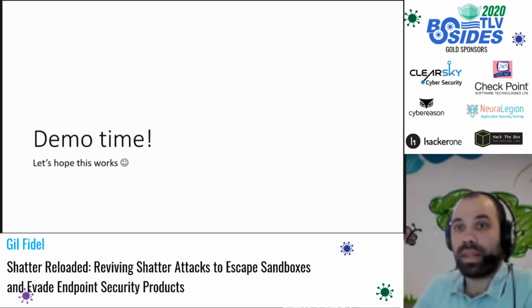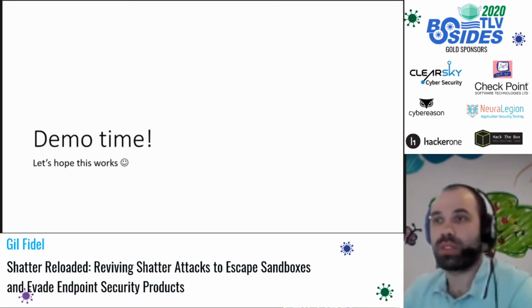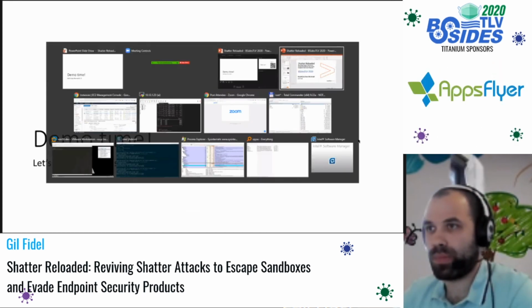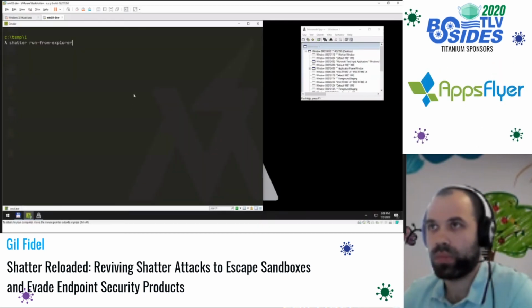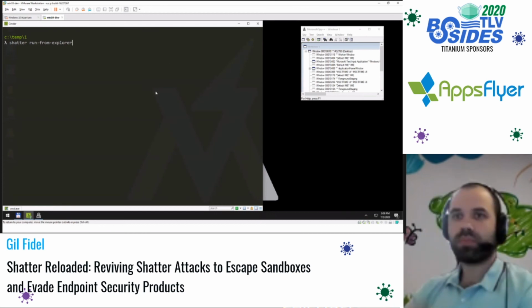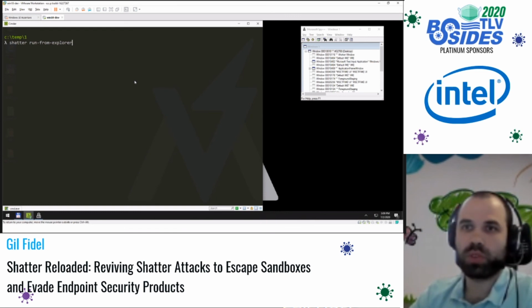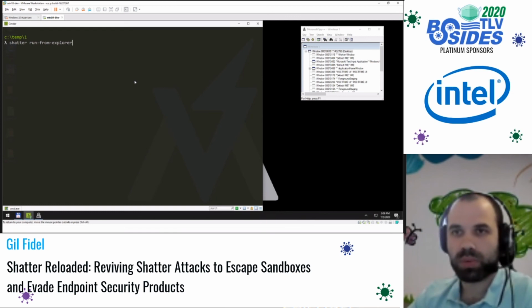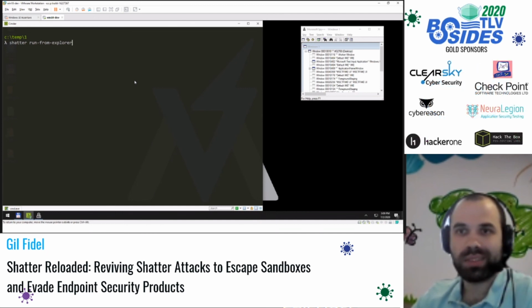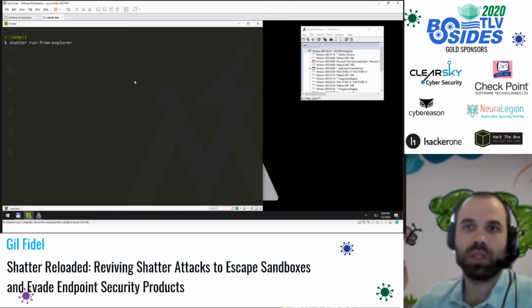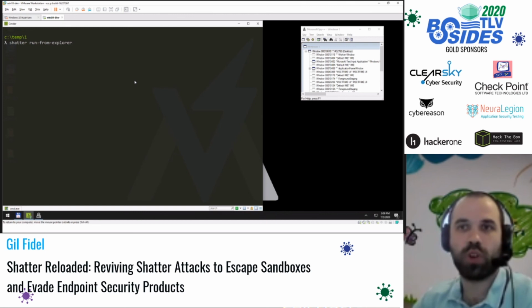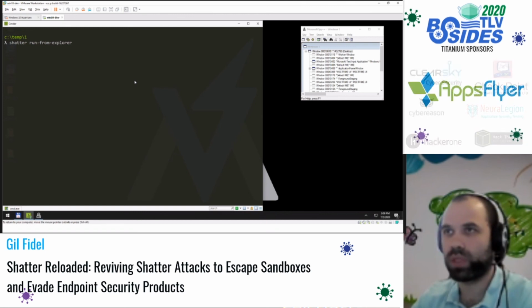And now let's see a demo. I hope it works. Okay, so you have here a VM. We're going to run Shatter from Explorer, which should run something from Explorer. Now the sample shellcode you'll see now, basically all it does is pop up a message box, just so that you can demonstrate that this message box is actually opened from Windows Explorer. So let's run it, hope for the best.